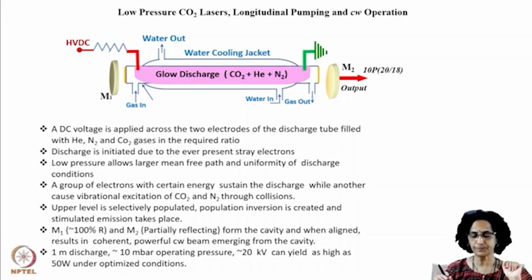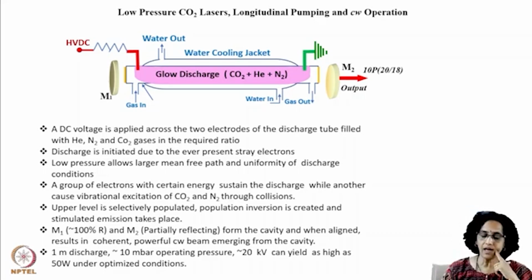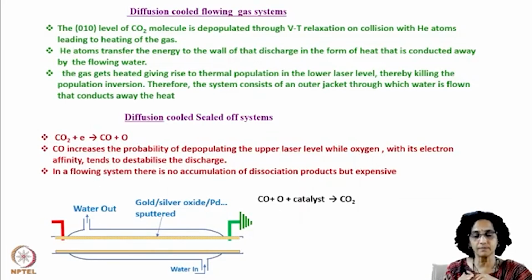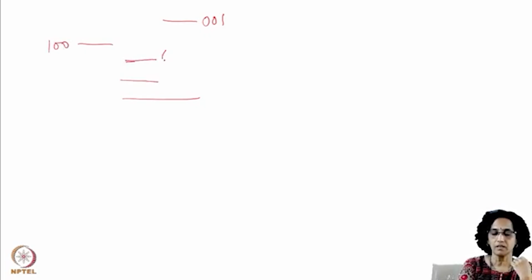glow discharge. These, whatever I said, are called diffusion cooled type of CO2 lasers, because of the heat that is dissipated into the gas. Why does the heat come? We know that heat comes because you have your 0,0,1, 1,0,0, 0,2,0, 0,1,0.